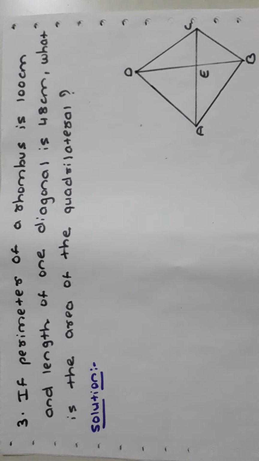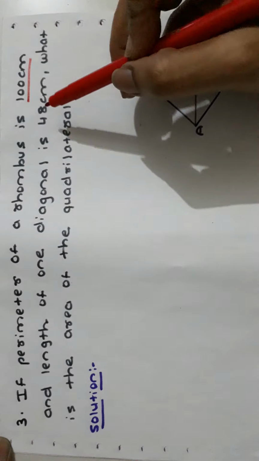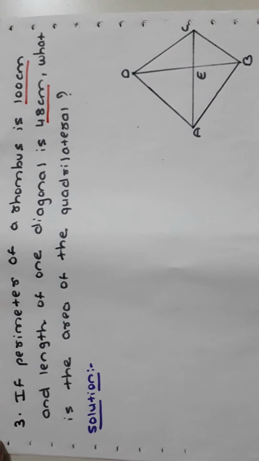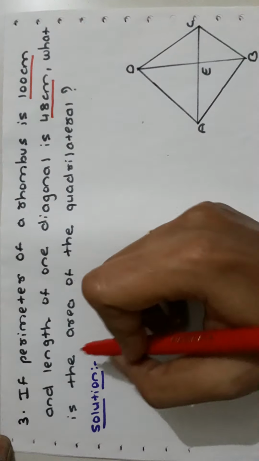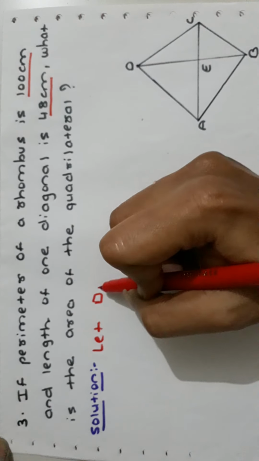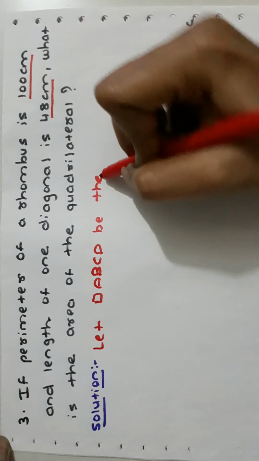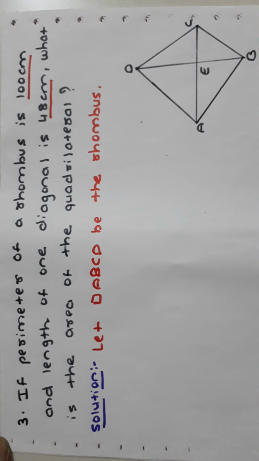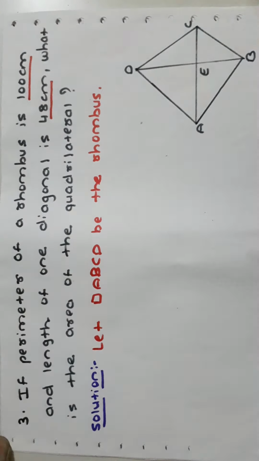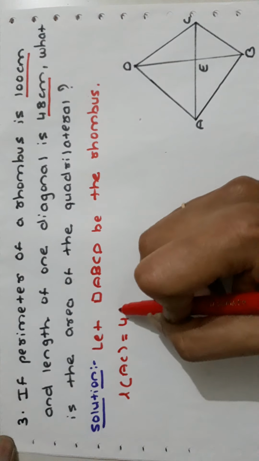Question number 3. If perimeter of a rhombus is 100 centimeter and the length of one of the diagonals is 48 centimeter, what is the area of the quadrilateral? Since name of the quadrilateral is not given, let quadrilateral ABCD be the rhombus. Length of one diagonal is 48 centimeter. So let us take length of AC as 48 centimeter.